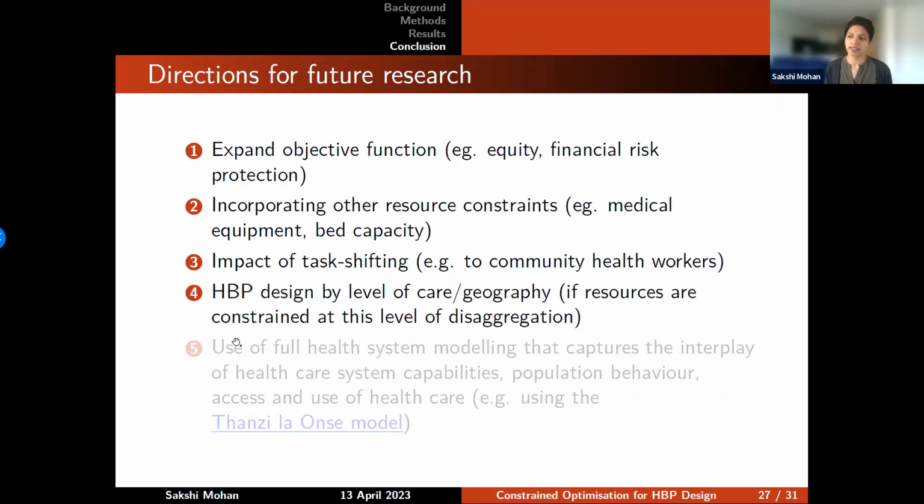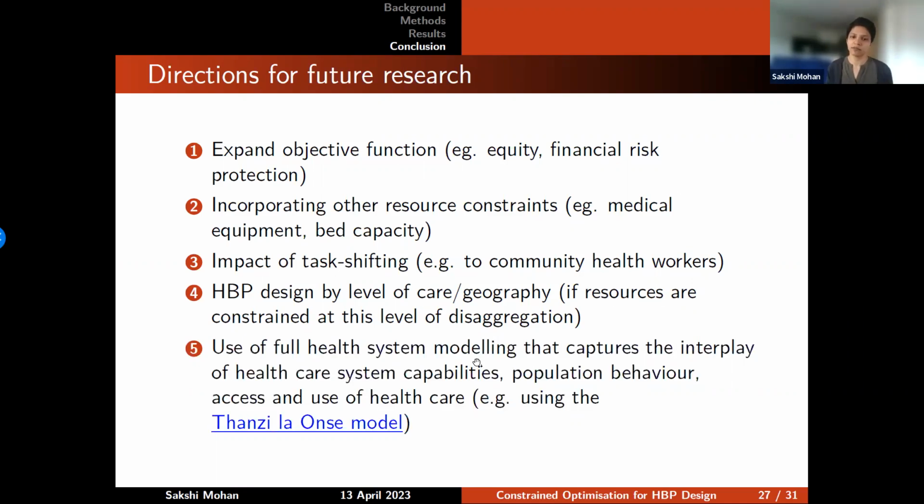Fourthly, we assume that the constraints were at the national level. This means that we assume that resources could be distributed in an optimal way across the country as needed. It is also feasible to capture the same constraints broken down by geography or level of care if that level of disaggregation is relevant to the country, because often it's not possible to move health workers or even move the consumable budget across geographical regions in the country.